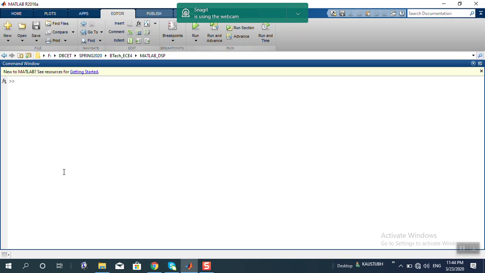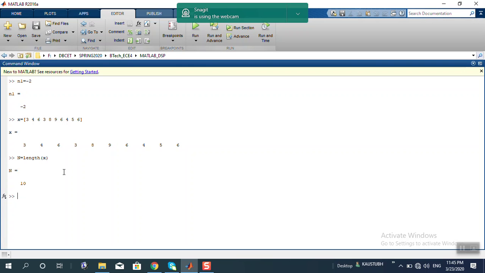Suppose my n1 is -2, then my x is equal to, suppose, so these are my sample values. So capital N is nothing but the length of x. So there are 10 samples.